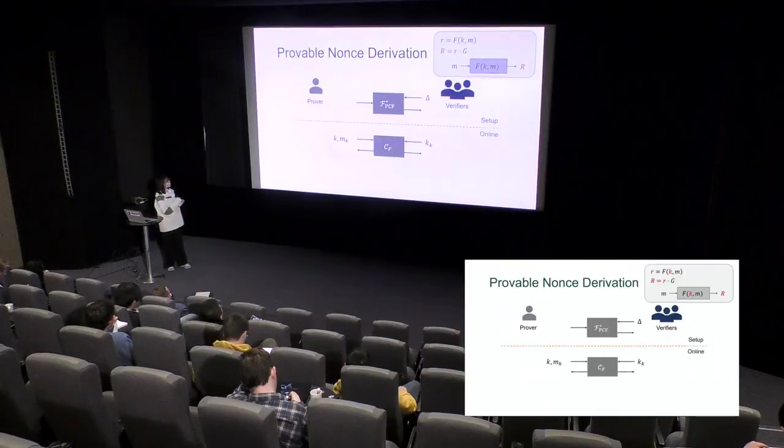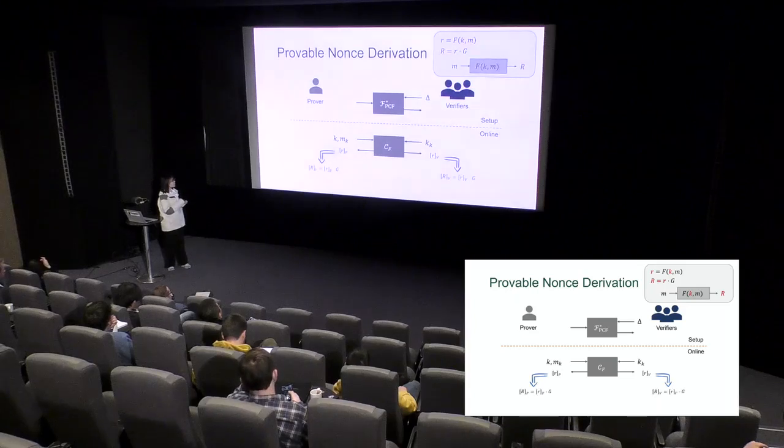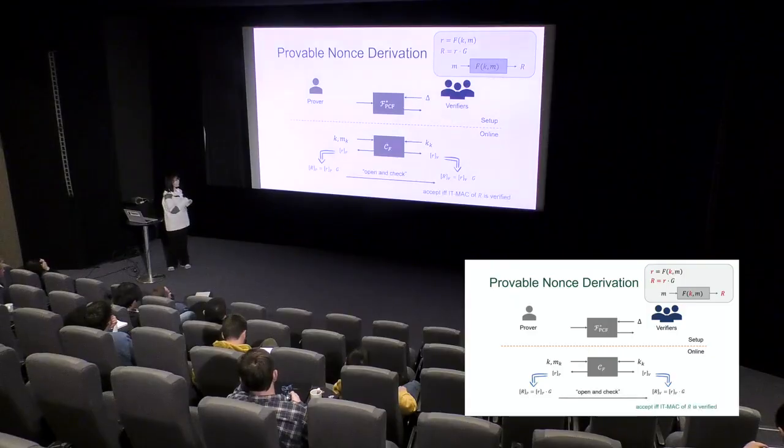So after we evaluate the Boolean circuit, we get the authenticated capital R, and multiply by the generator G, we get the authenticated capital R, which can be easily verified by the opening and checking the MAC on the capital R. But seems fine, but it actually doesn't work.